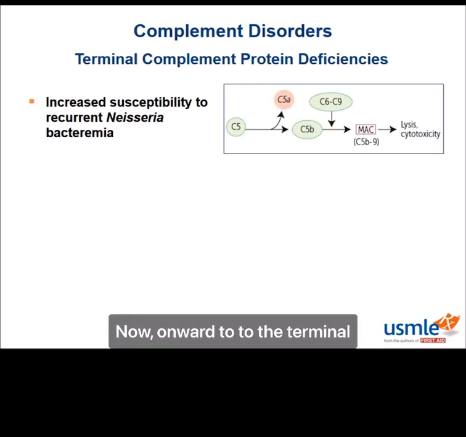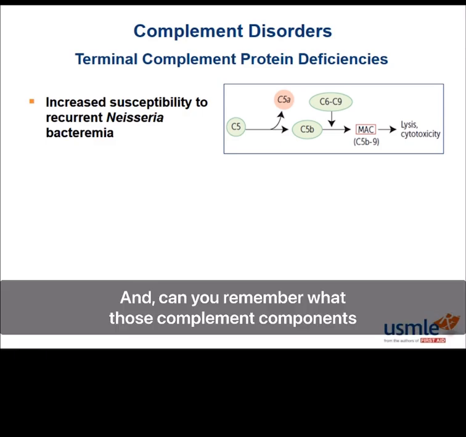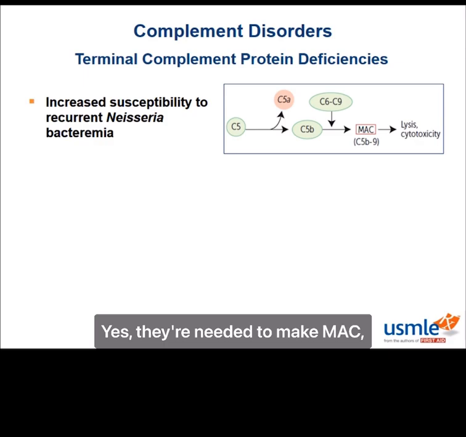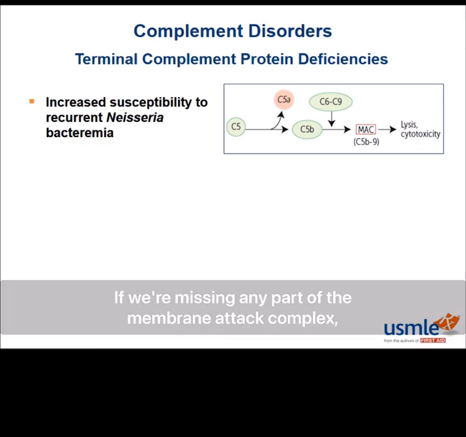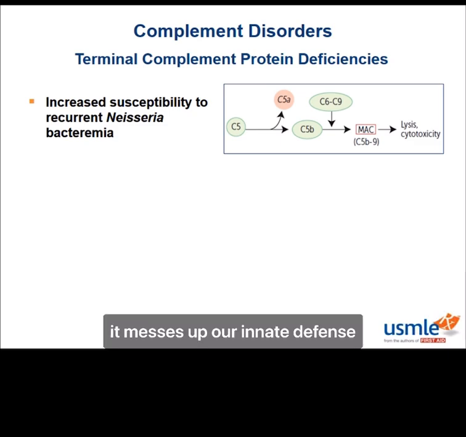Now, onward to the terminal complement protein deficiencies. So the right side of the mega image, as you can see here. The terminal complement proteins are C5 through C9. And can you remember what those complement components are needed for? Yes, they're needed to make MAC, or the membrane attack complex. If we're missing any part of the membrane attack complex, it messes up our innate defense against gram-negative bacteria.